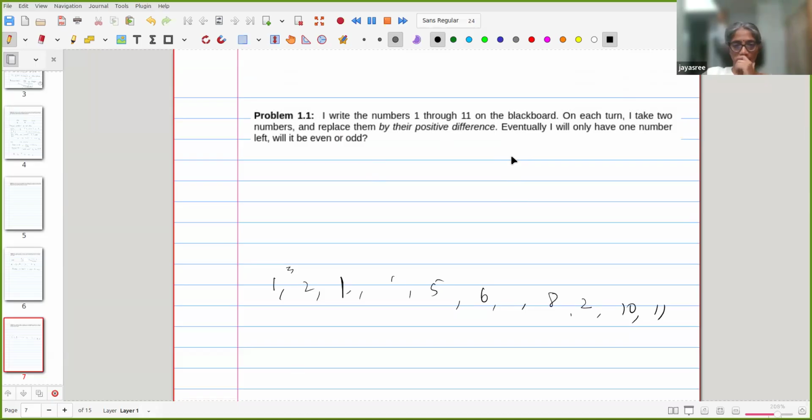So at each step, I'm going to strike out 2 numbers and add 1 number, right? So what happens to the total number of numbers there? I started with 11. Then I will strike 2 and add 1. So how many will I have?